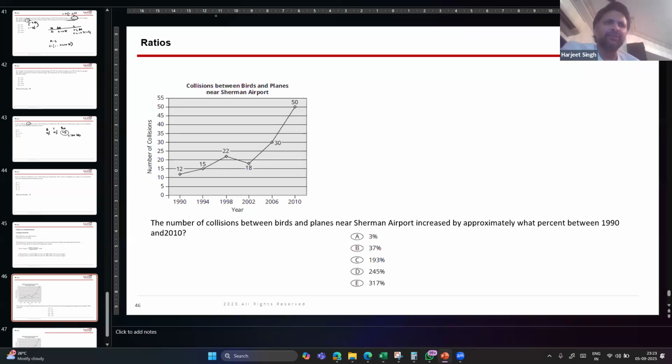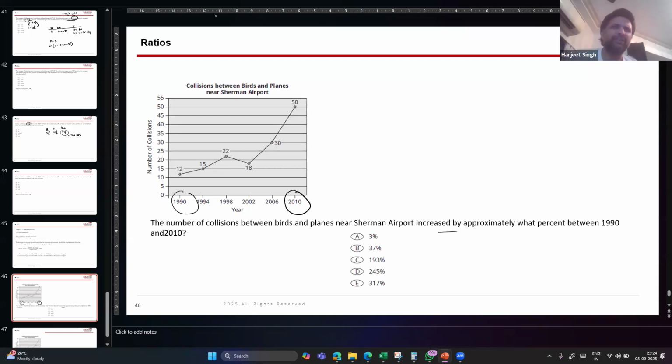A lot of percentage change problems can also be in the form of graphs or data interpretation kind of questions. So let's solve this. Here is a graph of the number of collisions by year. These are collisions between birds and planes near Sherman Airport. The question is, the number of collisions between birds and planes increased by approximately what percentage between 1990 and 2010? So this is 1990 and 2010. Percentage increase.